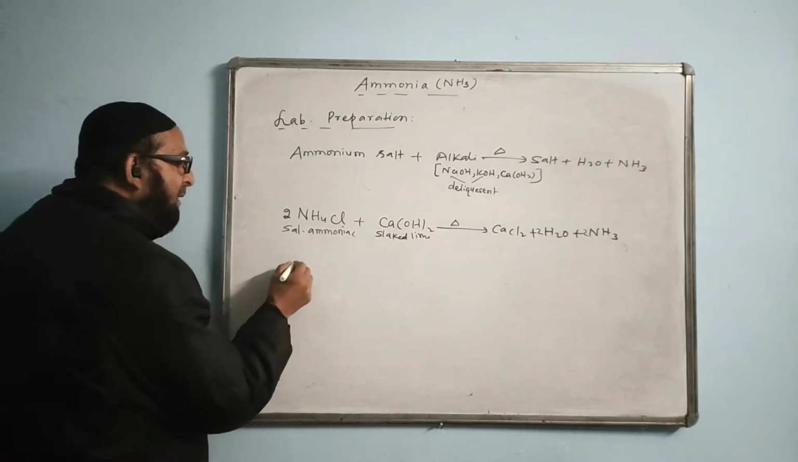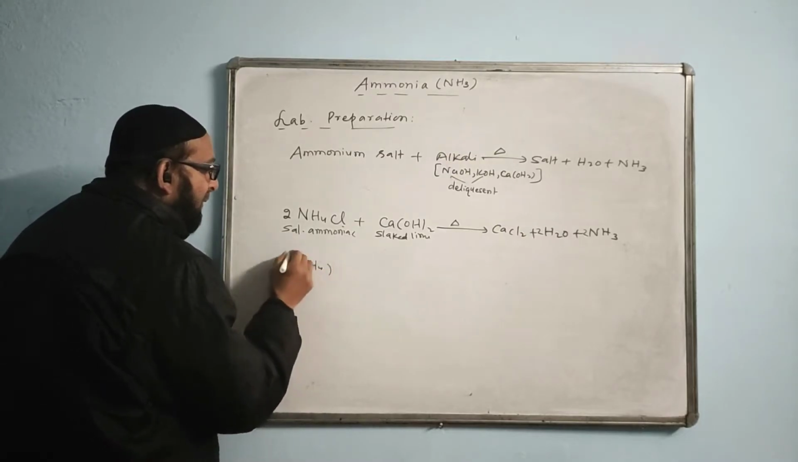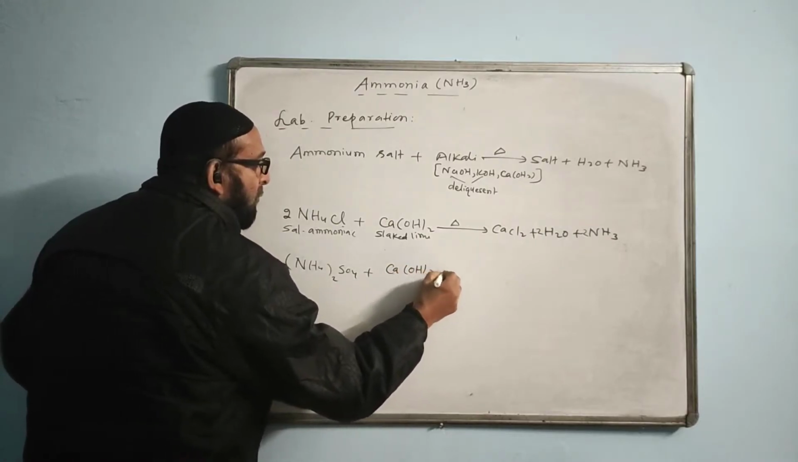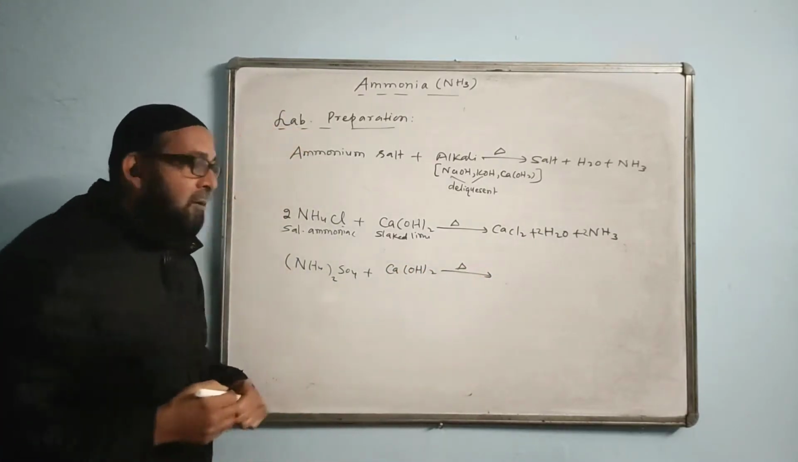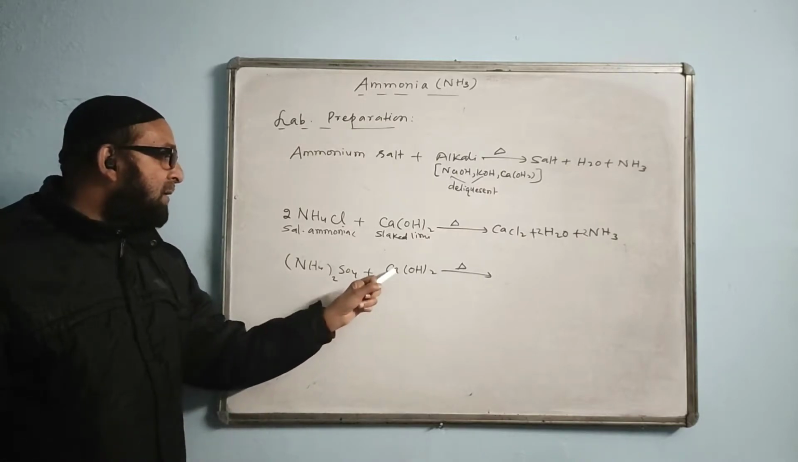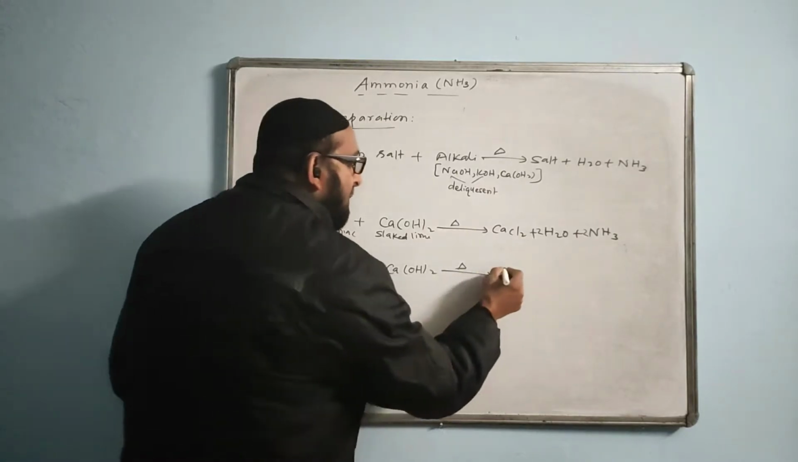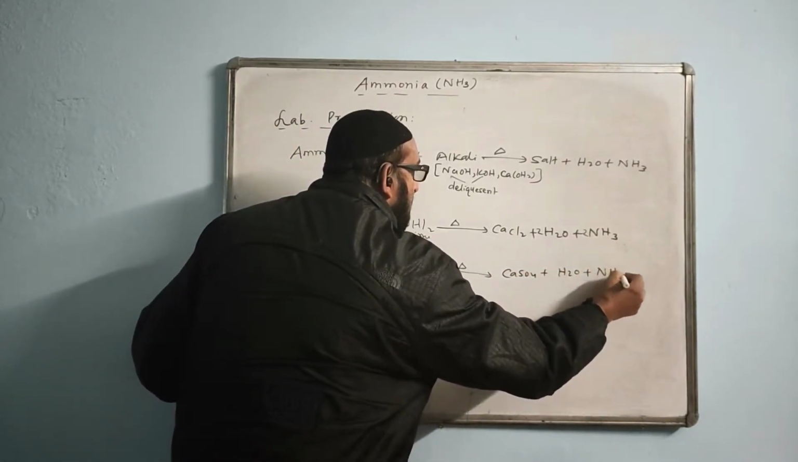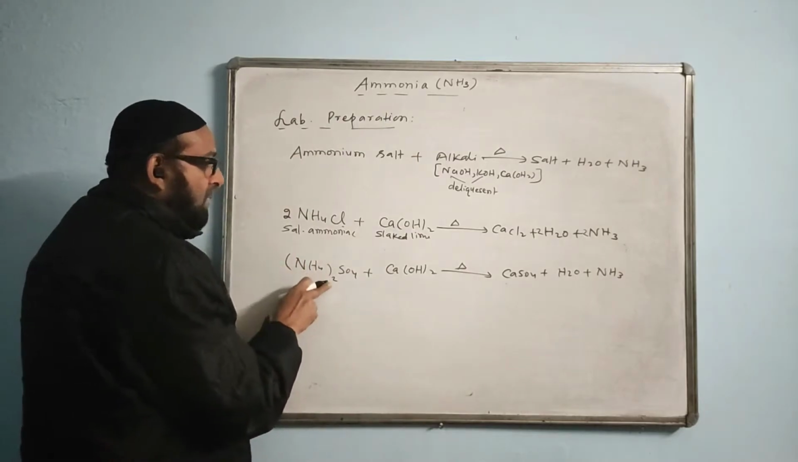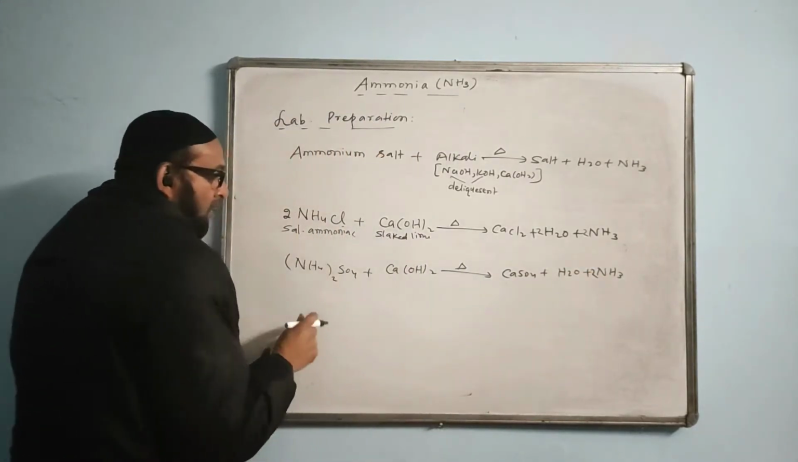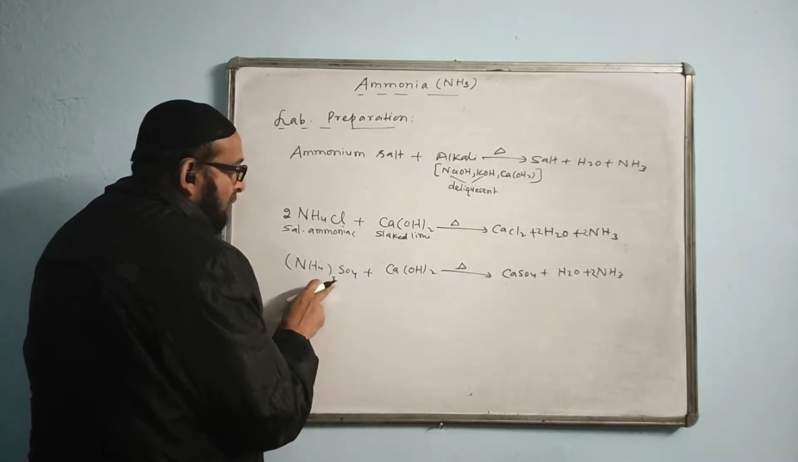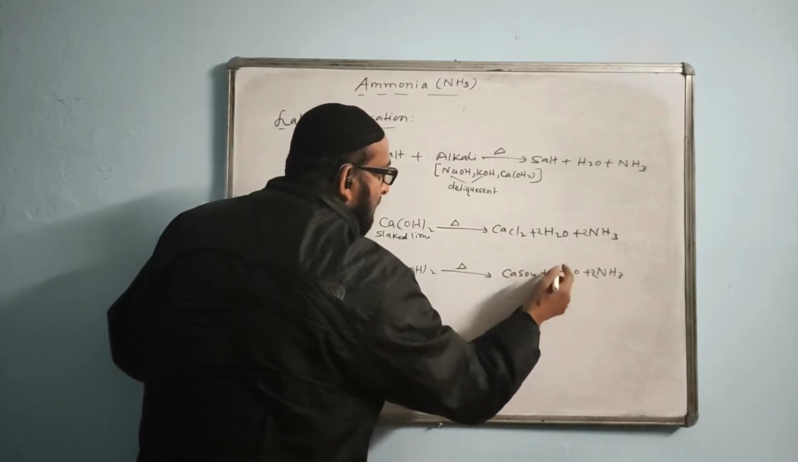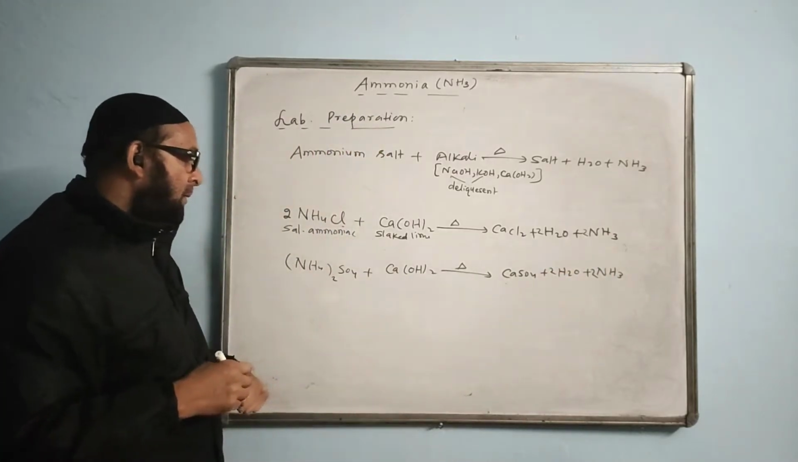Okay, similarly, if I write ammonium sulfate plus calcium hydroxide, what answer am I supposed to get now? This time the answer will come, Ca will combine with this. So I will be getting the answer CaSO4 plus H2O plus NH3. Now balance: NH4 is there, so we put 2, then the SO4, and plus 2 H2O, and we put 2 here.